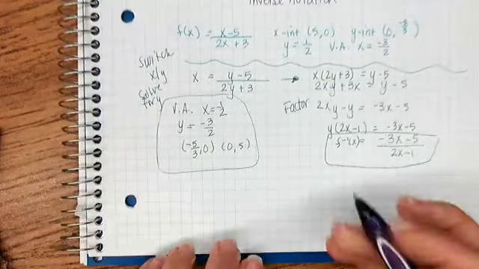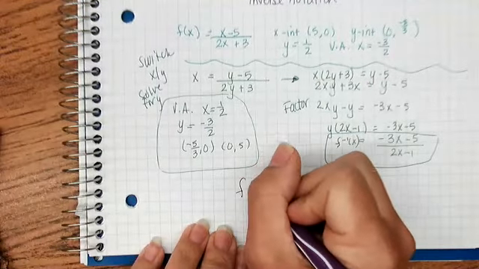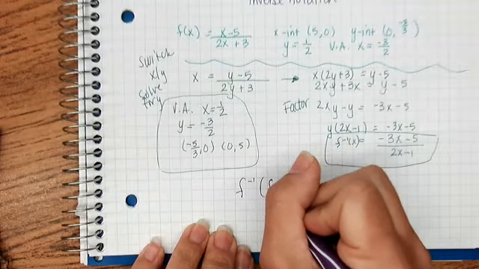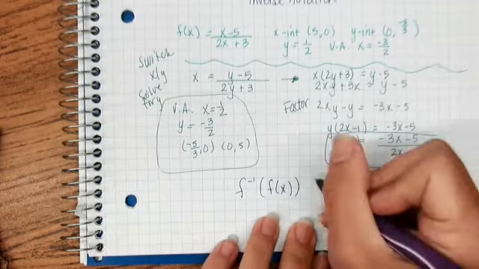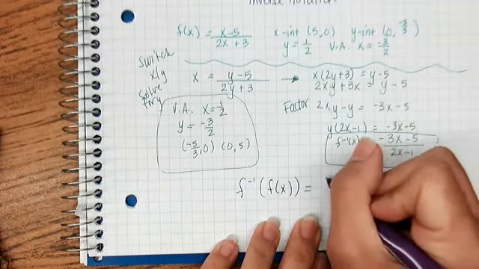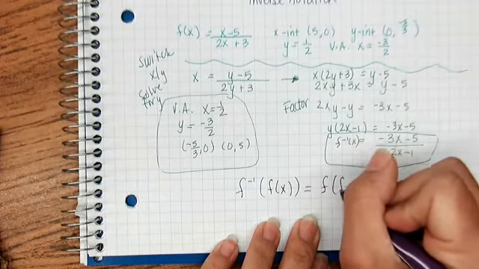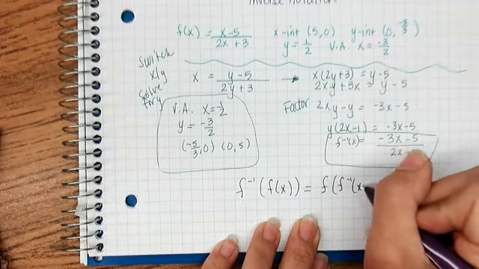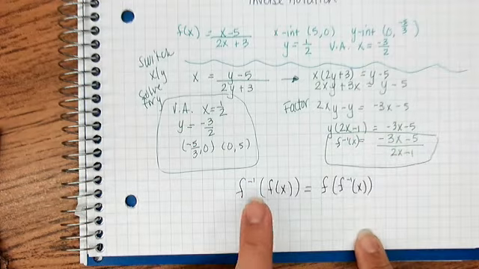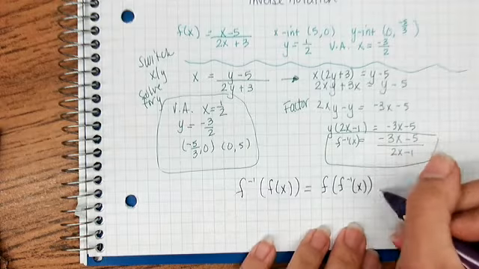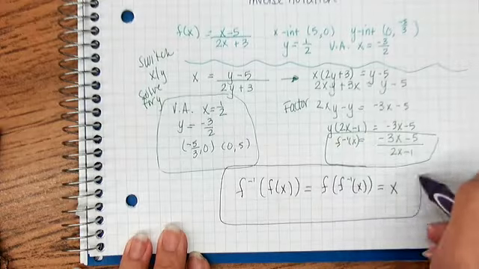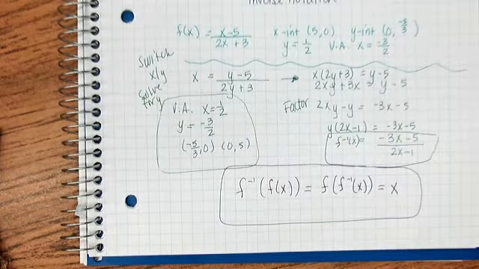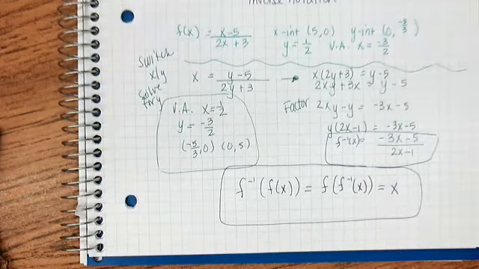And if you're going to check the inverse of the function, when you plug the function into the inverse, that must equal what you get when you plug the inverse into the function. Function into inverse, inverse into function, and this must equal x. Okay, so we're going to check.